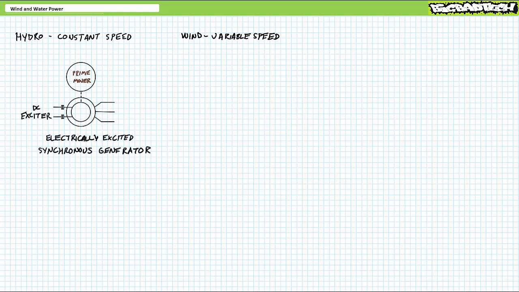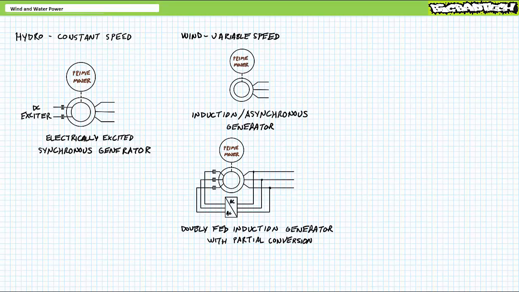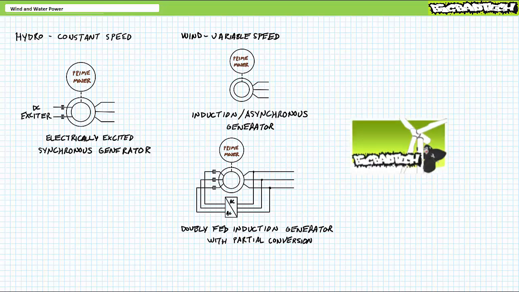Given a hydro turbine has the luxury of maintaining a steady flow of a stockpiled and available renewable resource, most large-scale hydro turbines, not all, are synchronous generators that run at a constant speed. Wind turbines, in contrast, need to respond to often wildly changing wind speeds and directions and are more suited towards variable speed generation schemes like comparatively simple induction generators or slightly more complicated doubly fed induction generators with partial conversion. Viewers will recall we discussed synchronous, induction, and doubly fed induction generation in great detail in the Motors and Generators playlist, available at the Big Bad Tech channel.